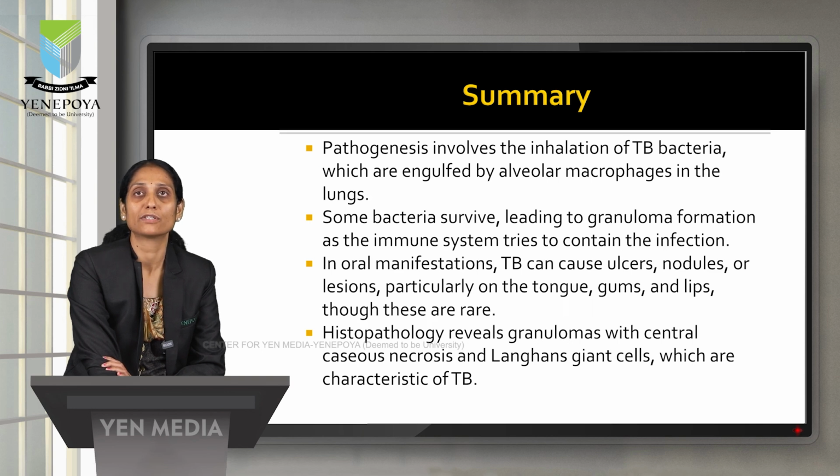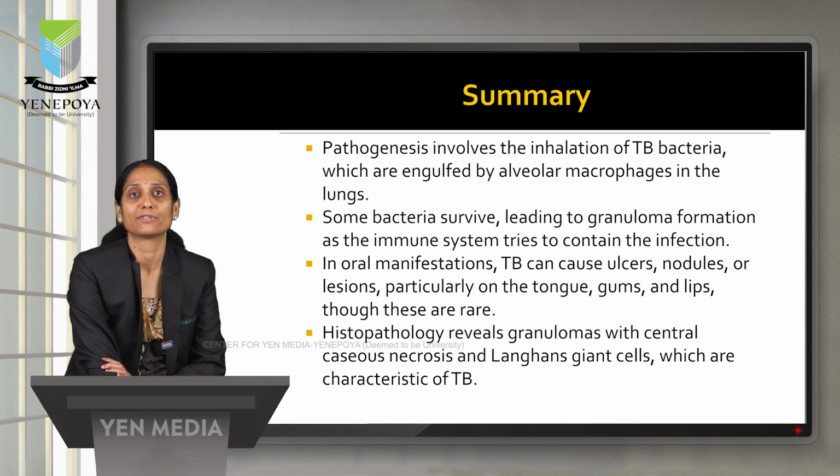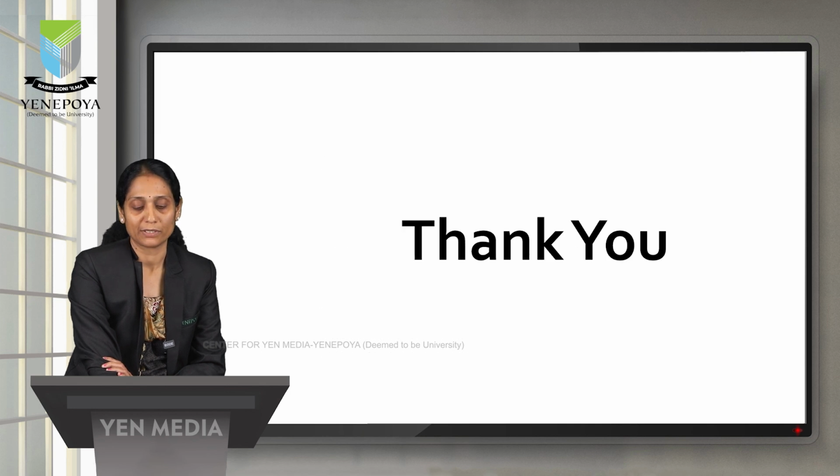Pathogenesis involves the inhalation of tuberculous bacteria, which are engulfed by alveolar macrophages in the lungs. Some bacteria survive, leading to granuloma formation as the immune system tries to contain the infection. In oral manifestations, tuberculosis can cause ulcers, nodules, or lesions, particularly on the tongue, gingiva, and lips, although these are rare. Histopathology reveals granulomas with central caseation necrosis and Langerhans giant cells, which are characteristic of this lesion.